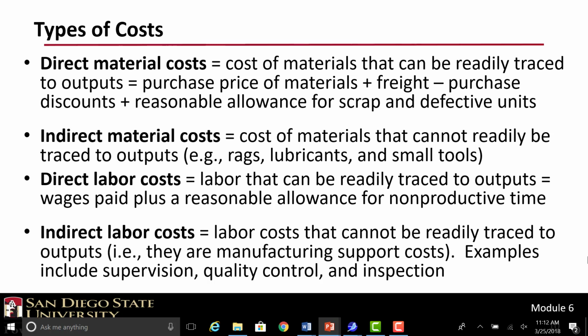Direct labor costs, well, that's the labor that can be traced to the output, right? So that's the labor of the person who works in the kitchen, who prepares the burgers, who fries the burgers, right? The wages plus a reasonable allowance for non-productive time is the direct labor cost associated with that hamburger. Whereas indirect labor costs, for example, our cashier, are costs that cannot be readily traced to outputs. So we think of those as manufacturing support costs. So supervision, quality control, inspection, etc.